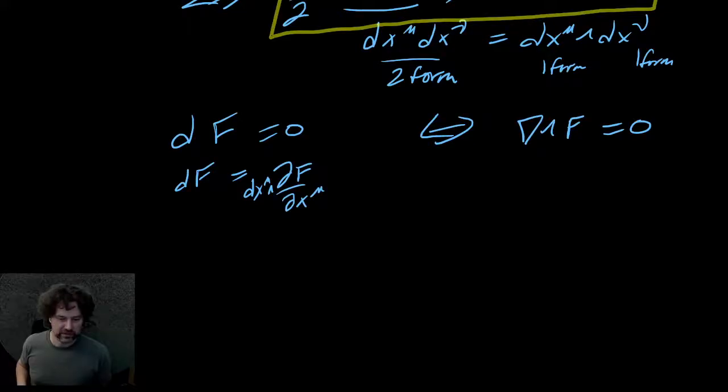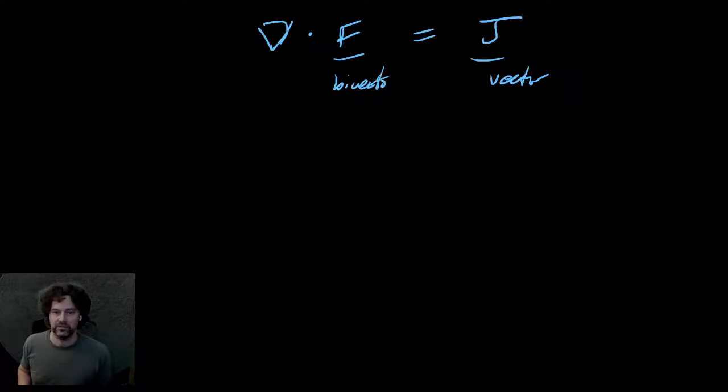For the other equation, we have a little bit more trouble, because how do we represent grad dot F = J? Here we have a 4-vector, a bivector, and a vector. So grade 1, grade 2, grade 1. We don't have anything like a grad dot operation in differential forms. So how do we represent this equation?